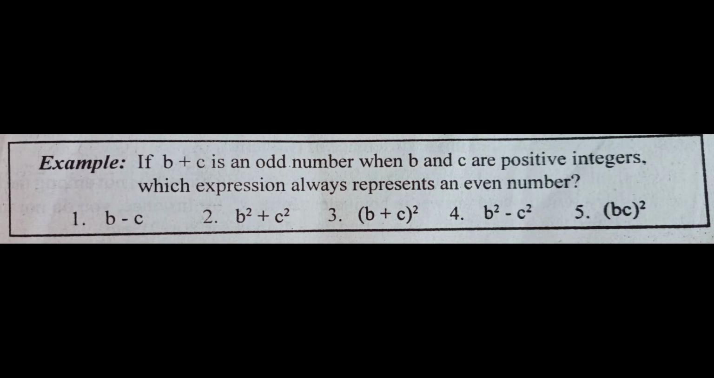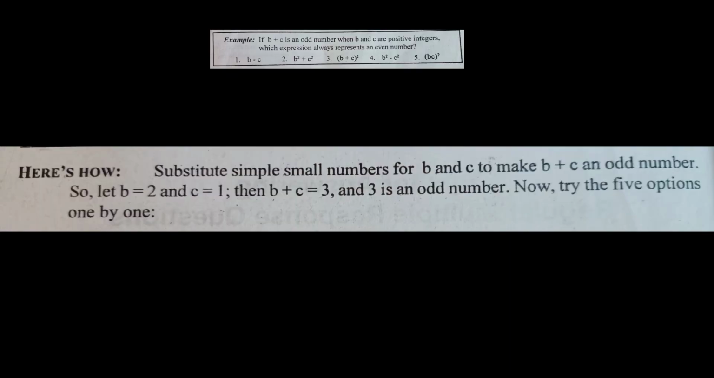First option, b minus c. Second option, b squared plus c squared. Third option is the quantity b plus c, raised to the power of 2. Fourth option is b squared minus c squared. Fifth option is the quantity bc, raised to the power of 2. So here's how.